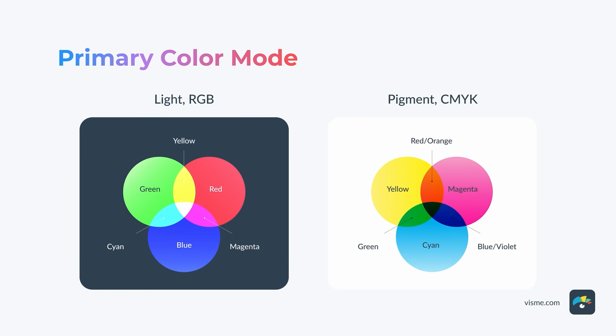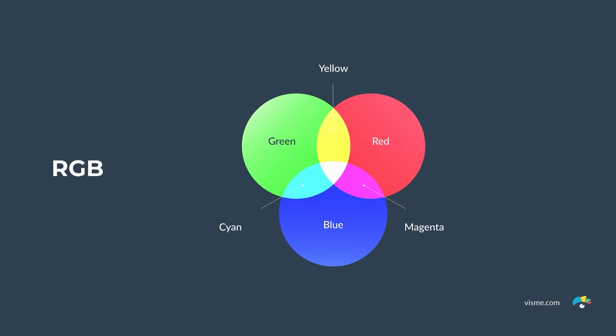The color mode for printed material is CMYK, and the color mode for digital material is RGB. The RGB color mode is made of three primary colors, red, green, and blue. These are colors made of light, and when they overlap, they create these secondary colors, yellow, cyan, and magenta.